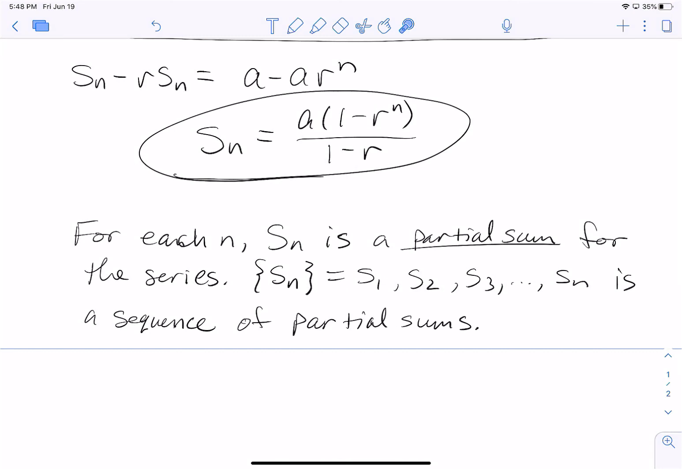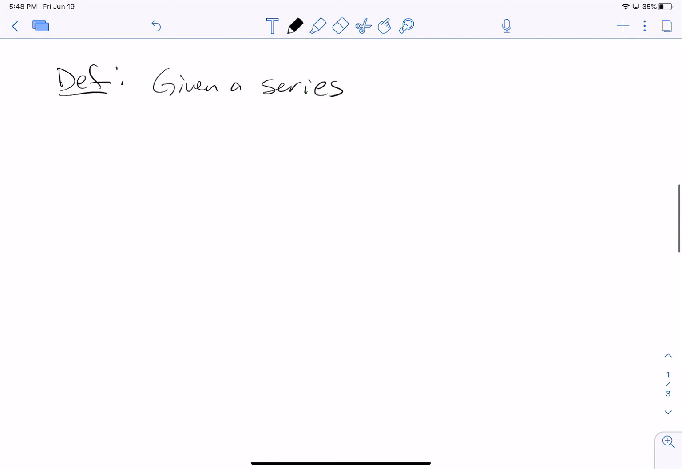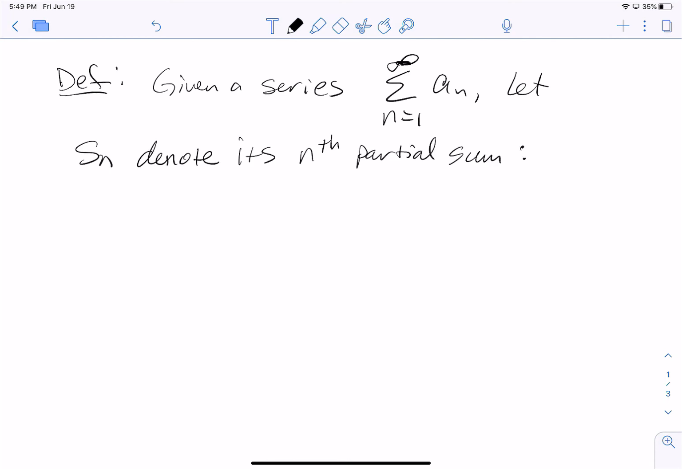The terms in the sequence are a bunch of sums, and so while each s is a series, by putting commas between them, I have a sequence that's made up of partial sums. All of that was to help you understand the definition that we're about to write down. Given a series, sigma n equals 1 to infinity, right? So the sum as n goes from 1 to infinity of a sub n. Let s sub n denote its nth partial sum. So s sub n is equal to the sum as i goes from 1 to n.